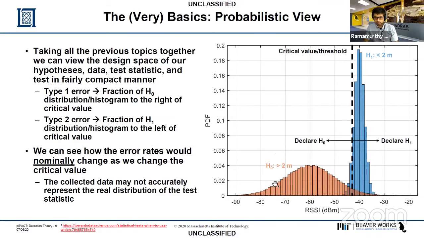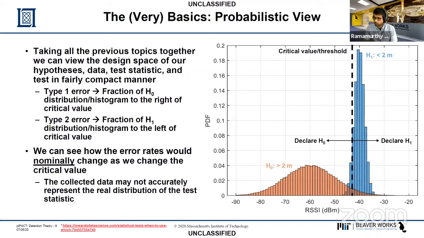Now, this construction only describes how things would nominally change. It's not perfect because, again, this is empirically collected data, right? You may not have collected enough data. You may not have collected the right data to represent the real distribution, right? The distribution may not actually be Gaussian. It may look Gaussian, but maybe it's not really Gaussian. At the end of the day, these are all approximations. These are best guesses. These are best estimates. So always take that with a grain of salt.